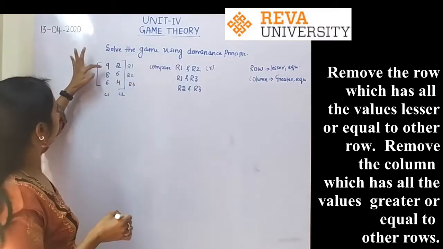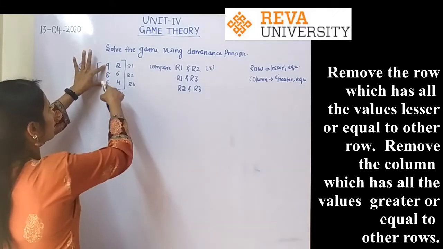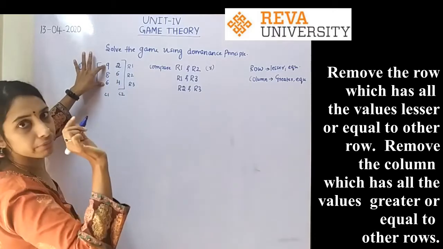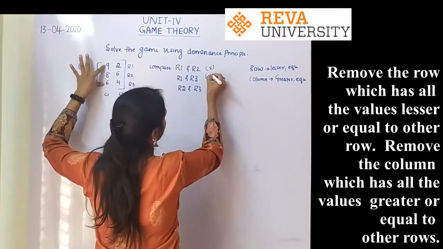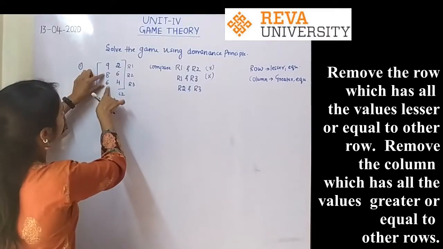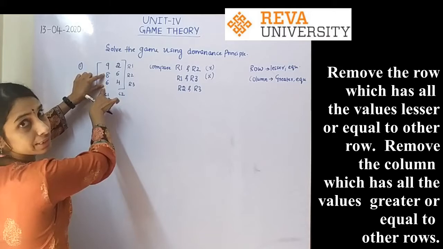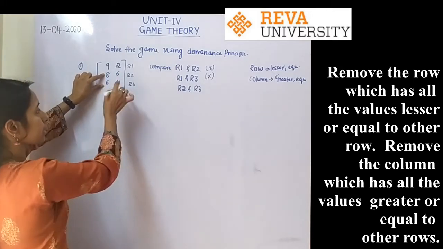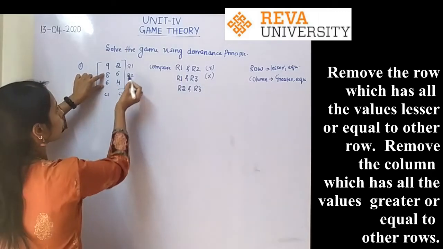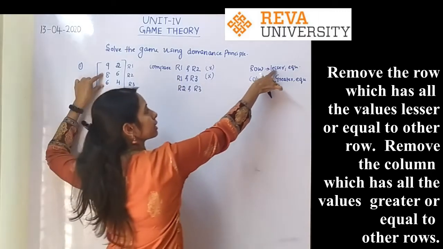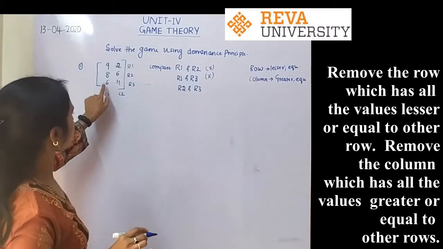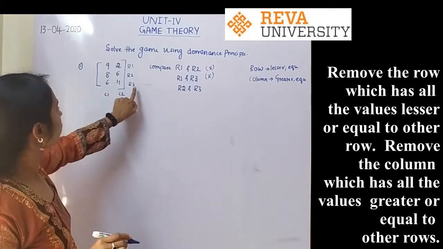Compare row 1 with row 3. 9 and 6, 6 is lesser. 2 and 4, 4 is not lesser. So again we cannot eliminate any row. Then compare row 2 with row 3. 8 and 6, 6 is lesser. 6 and 4, 4 is lesser. So the complete row 3 is lesser than row 2. Whichever is lesser, you eliminate those rows. So we have eliminated row 3.